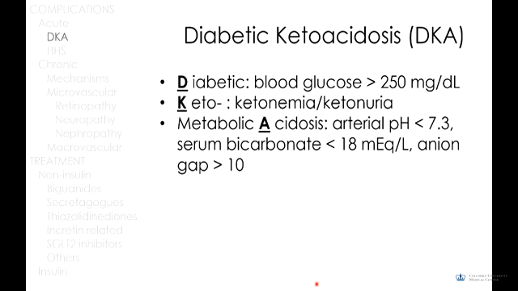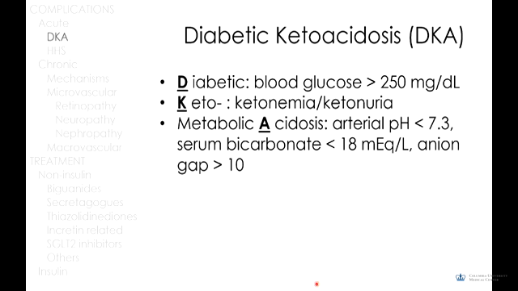So starting with DKA, it's pretty easy to think about. The D, the K, and the A, they all mean something, right? So for the diabetic part, your blood glucose is generally high, over 250. The keto part, you have ketonemia, and this usually comes out as ketones in your urine.